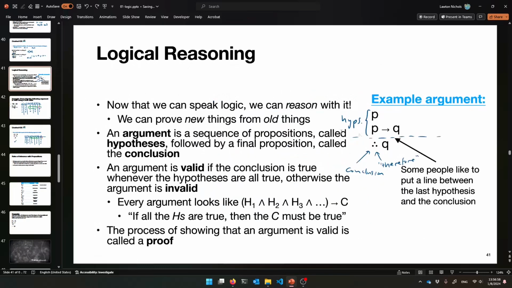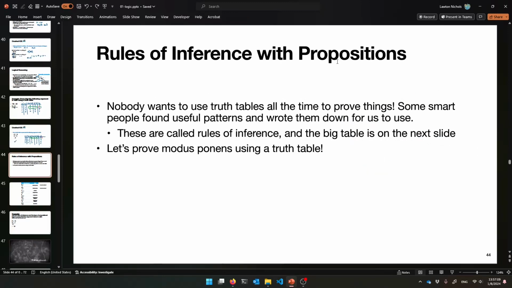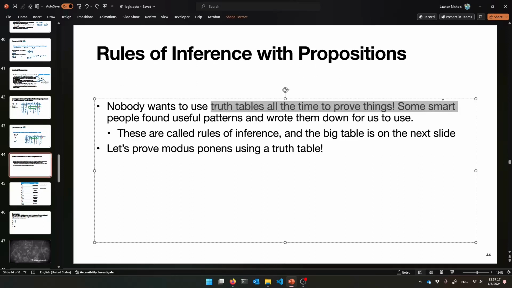There's a bunch of rules, like even this one. If you have these two things, you can conclude that Q must be true. Once you do these once, it doesn't matter what P and Q are, you can just write them down. So you've got rules that you can use to plop out new facts. That's where we're going with this, because nobody wants to use truth tables all day long, especially when things get large.